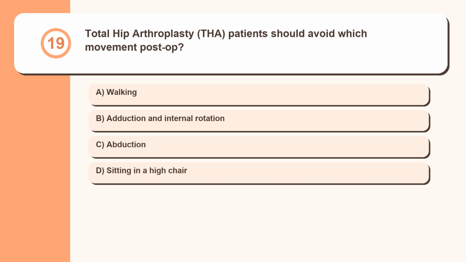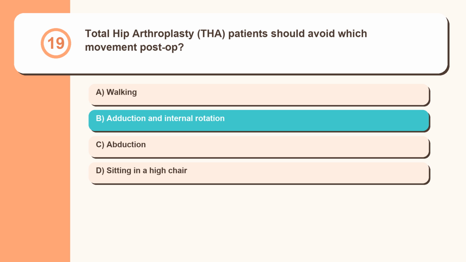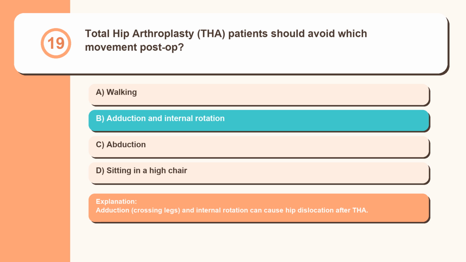Question 19. Total hip arthroplasty. The patients should avoid which movement post-op? Walking, adduction and internal rotation, abduction, sitting in a high chair. Adduction, crossing legs, and internal rotation can cause hip dislocation after the surgery.